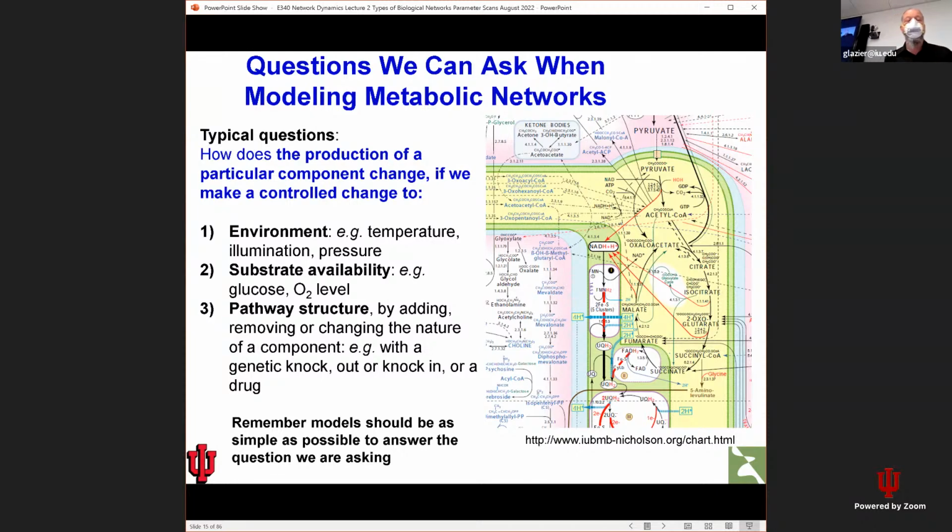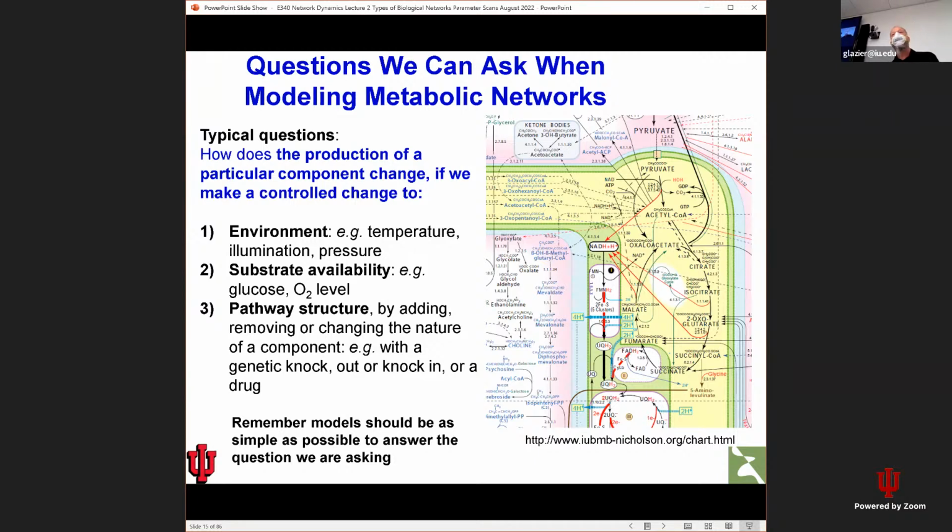But the kinds of questions that we want to ask when we're dealing with metabolic networks, there are plenty of diseases that have metabolic components. We'd like to know, for example, if we change the amount of substrate, what happens to the rate of production of product?